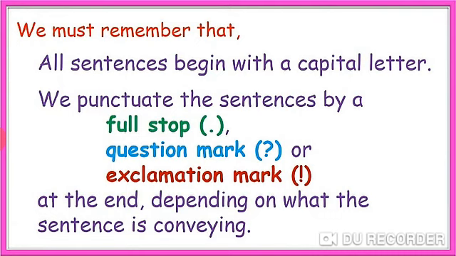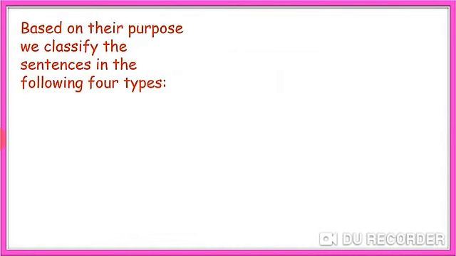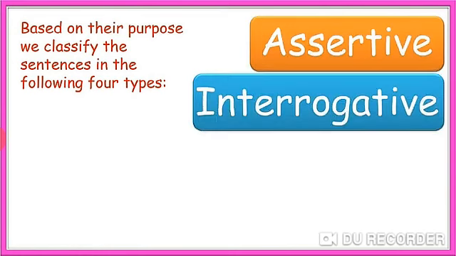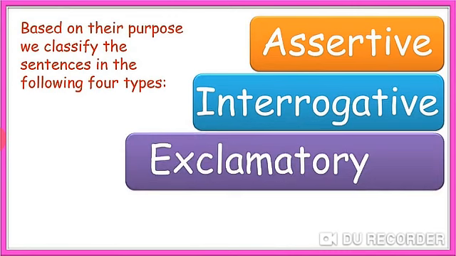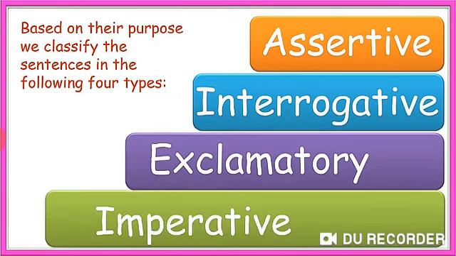We must remember that all sentences begin with a capital letter. We punctuate the sentences by a full stop, question mark, or an exclamation mark at the end, depending on what the sentence is conveying. Based on their purpose, we classify the sentences in the following 4 types: assertive, interrogative, exclamatory, and imperative sentences. Let's understand each of them in detail.